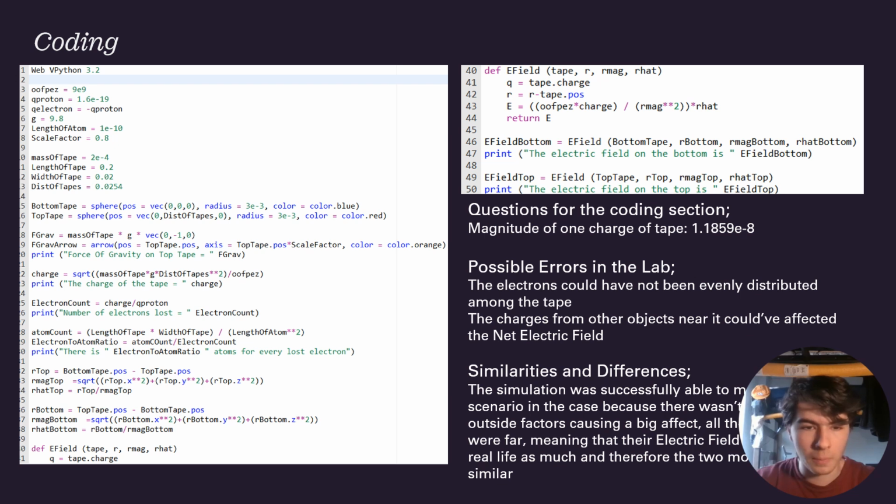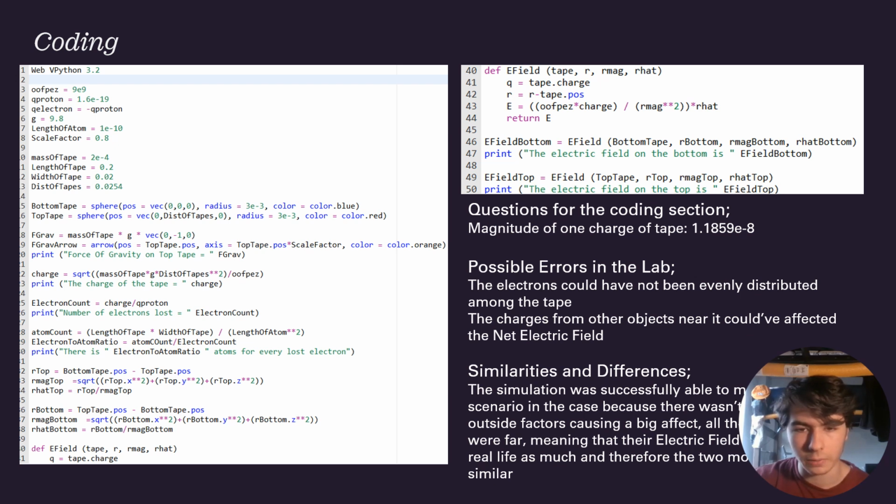So here's our code. In the beginning section of the code right here, you can see I defined some of the initial variables. I made the spheres for the top and bottom pieces of tape, the bottom being blue, the top being red, and the gravitational force was calculated. The arrow for that was colored orange. Then the charge, etc., going along, defining the electric field as tape, r mag and r hat.